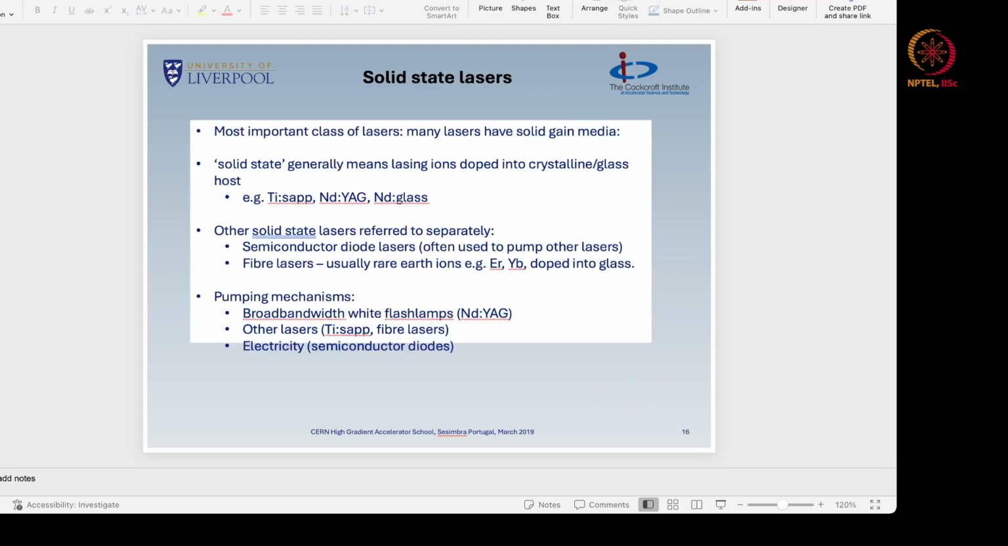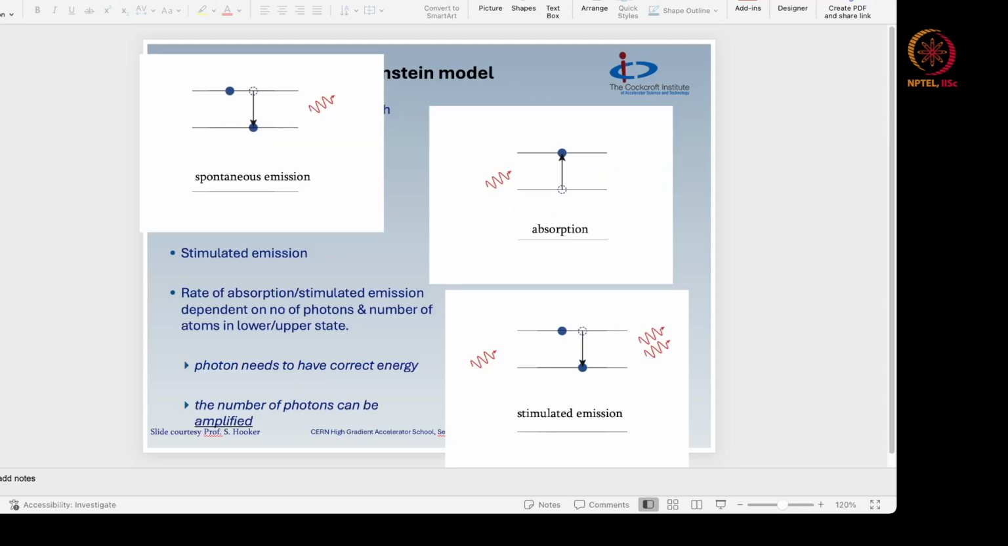In other words, this is the story of the lasers. Remember, it always works on these three principles, which are absorption, spontaneous emission, and stimulated emission. We need stimulated emission, and this is done using a population inversion mechanism.